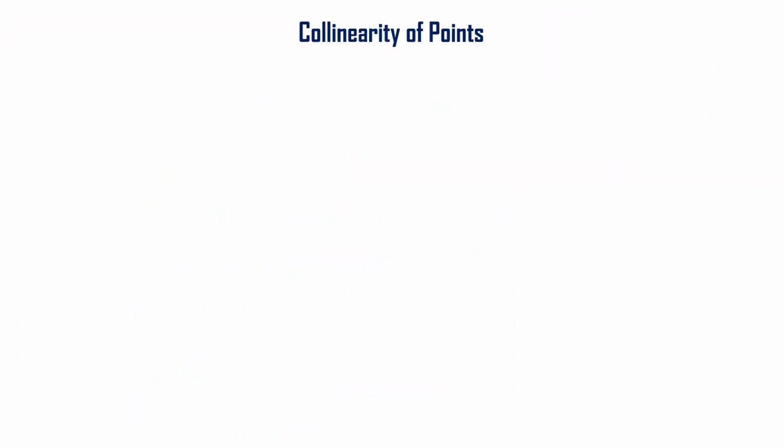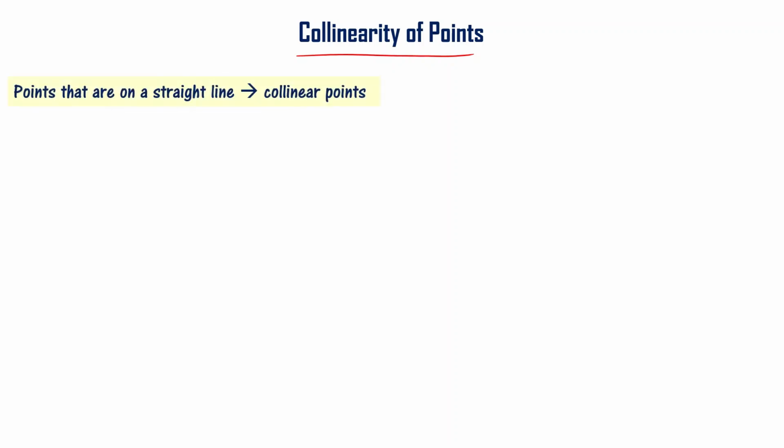Let us now learn about collinearity of points. First of all, collinear points ante enti? Points that are lying on a straight line are called collinear points. Points that are on a straight line are called collinear points. ఈ డెఫినిషన్ వ్యాలిడ్ ఫర్ n నెంబర్ ఆఫ్ పాయింట్స్.